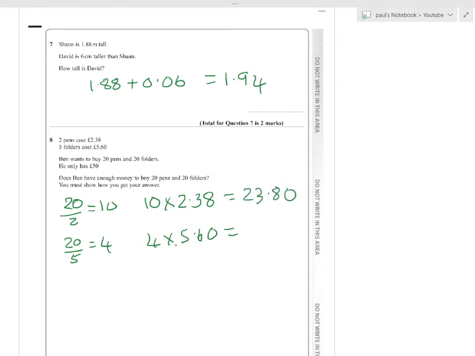£23.80, and 4 times £5.60 is £22.40. So £22.40, add those two together, that's £46. £46. So, what's the question? Has he enough money? Yes, he has.